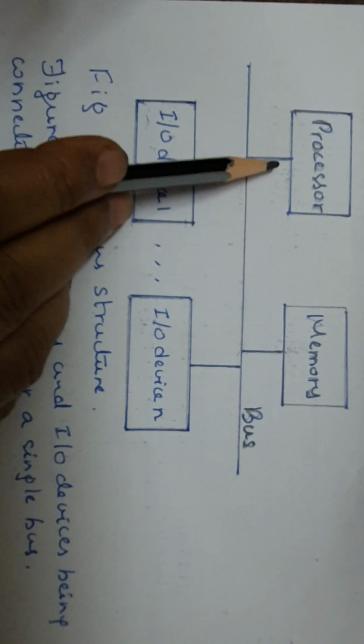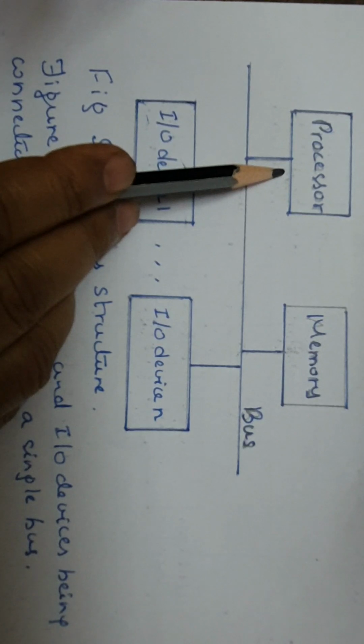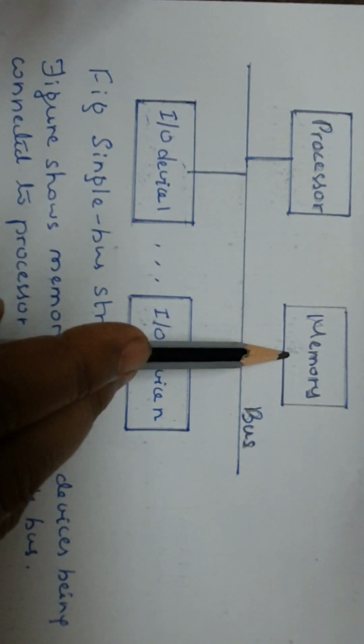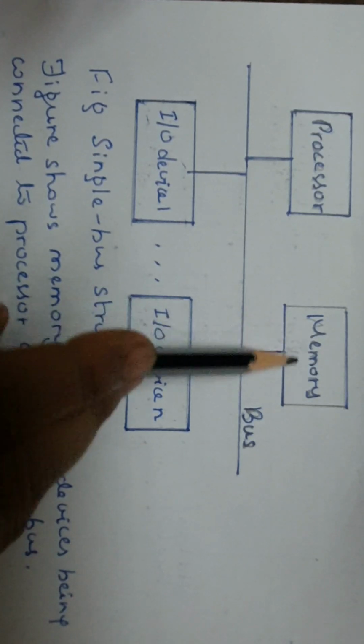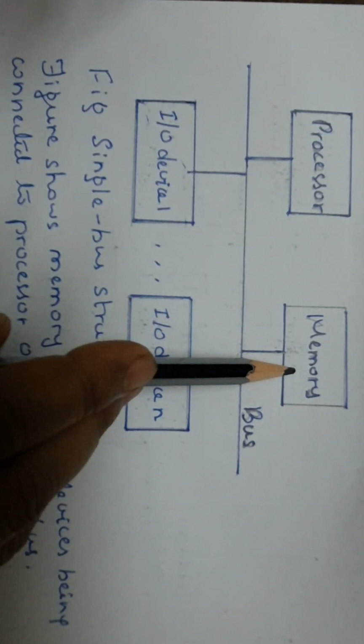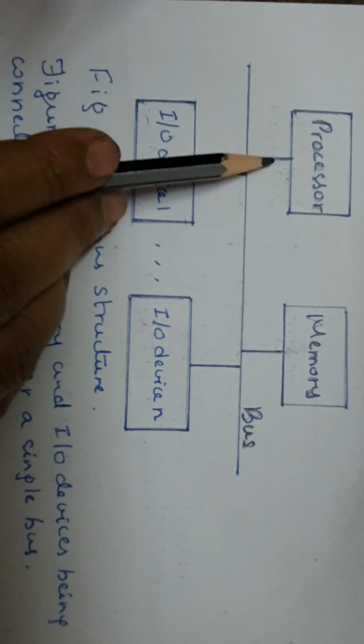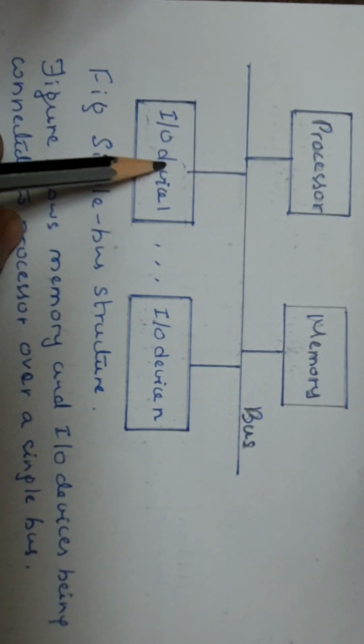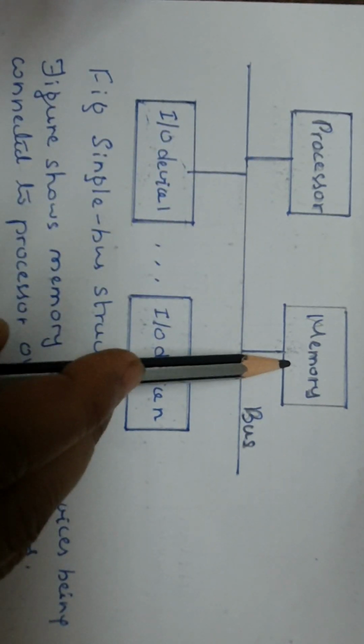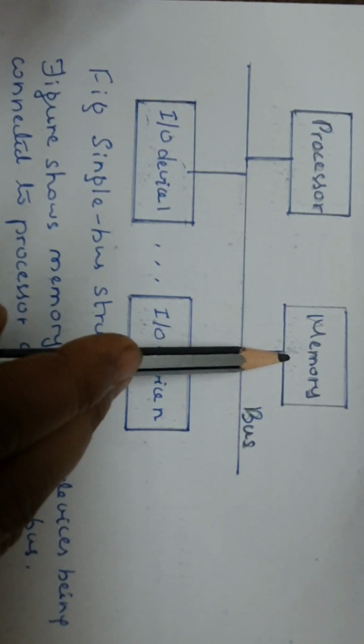So special kinds of input output instructions will be used in IO mapped IO. In memory mapped IO, the memory related instructions for read and write are used, the same instructions. But in IO mapped IO, special instructions like IN and OUT will be used. So that is memory mapped IO.